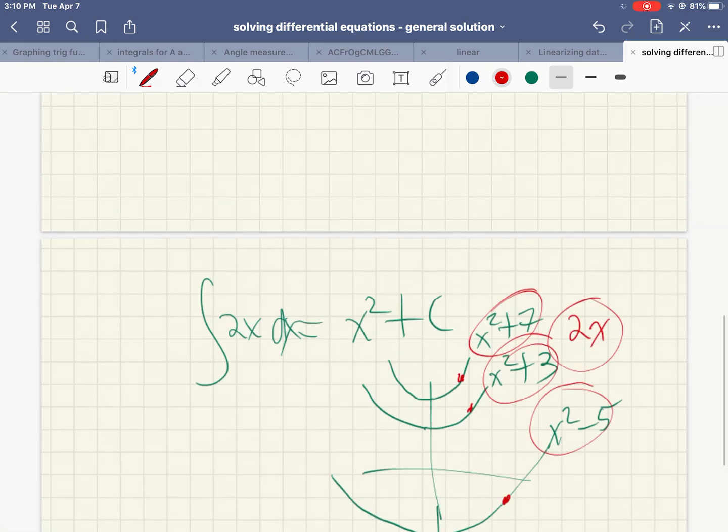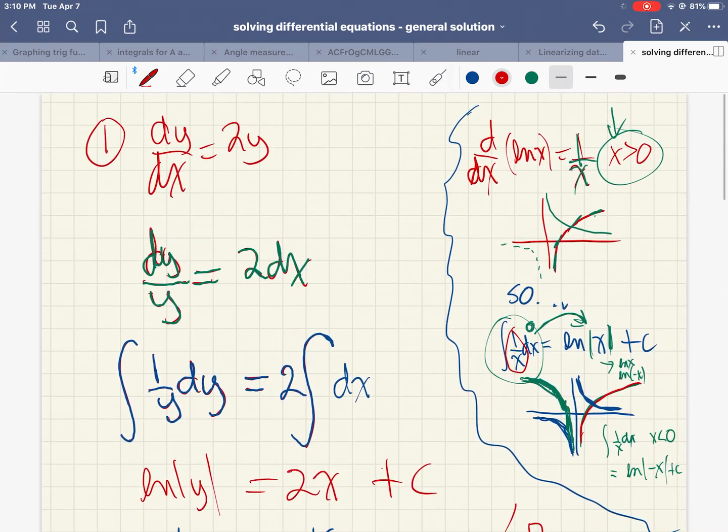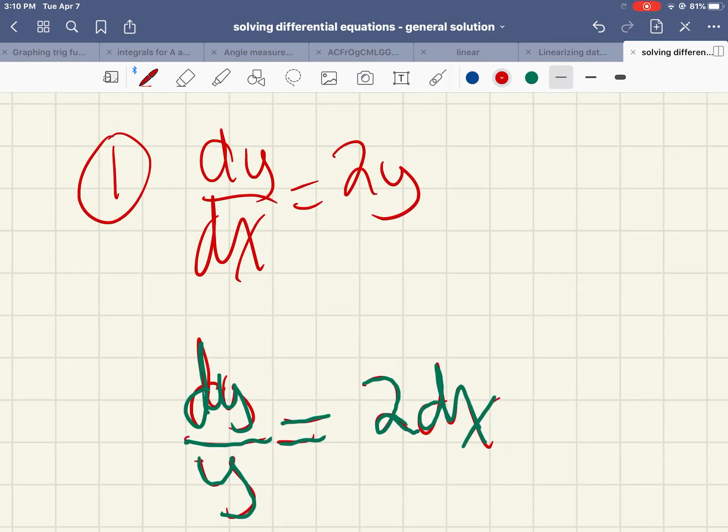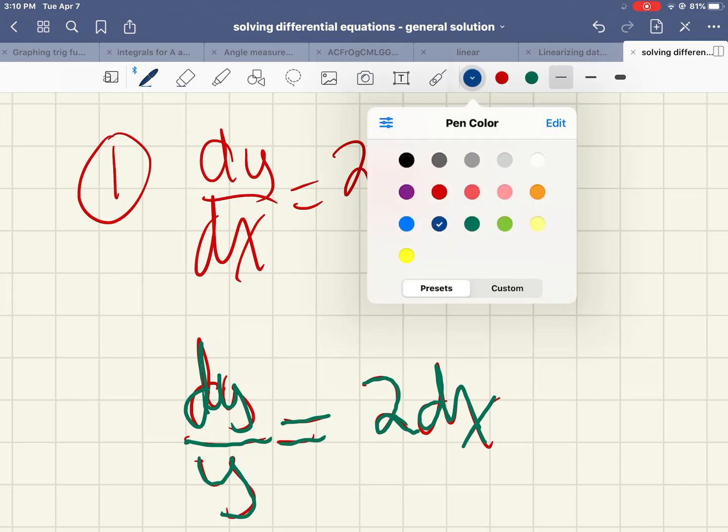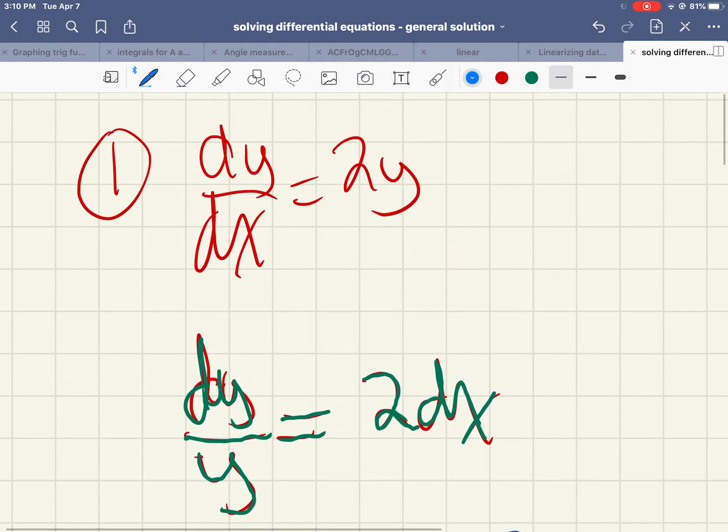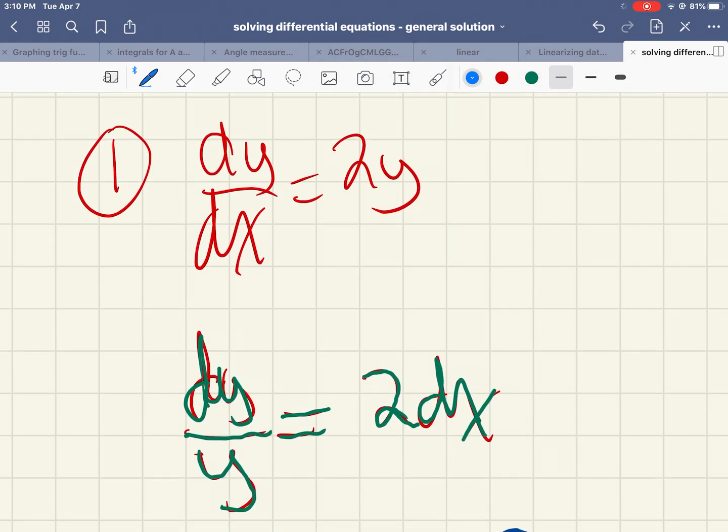All right, so let's go to example number 1. This was the differential equation, dy by dx equals 2y. So this is all about separation of variables. When we separate variables, what we're doing is getting the y's with the y's and the x's with the x's in the equation. So usually you're going to have to multiply by dx on both sides, to get rid of that dx in the bottom.